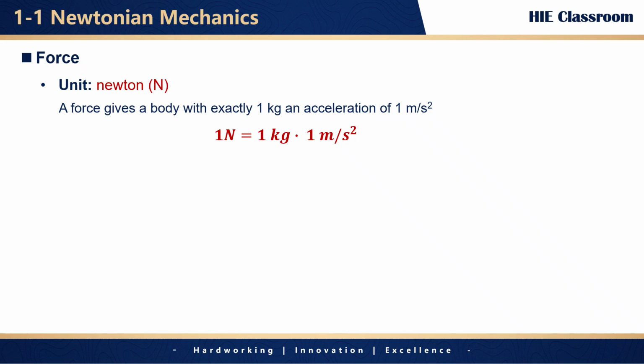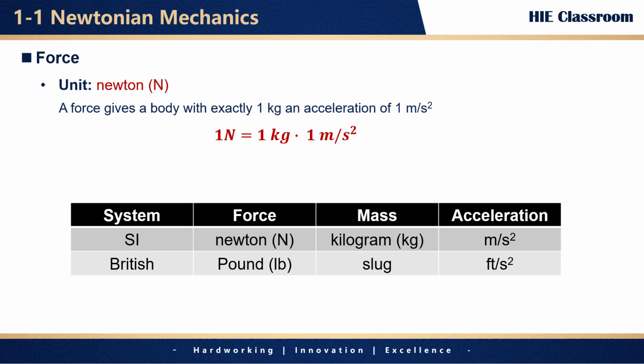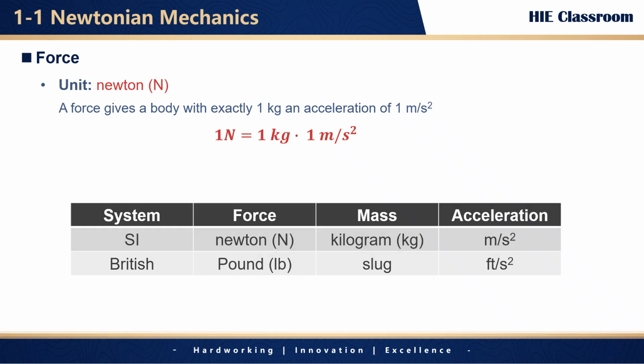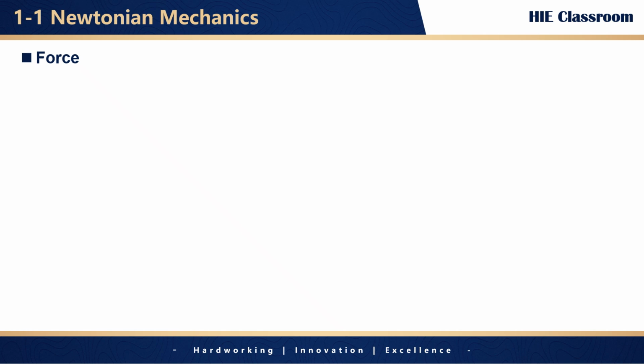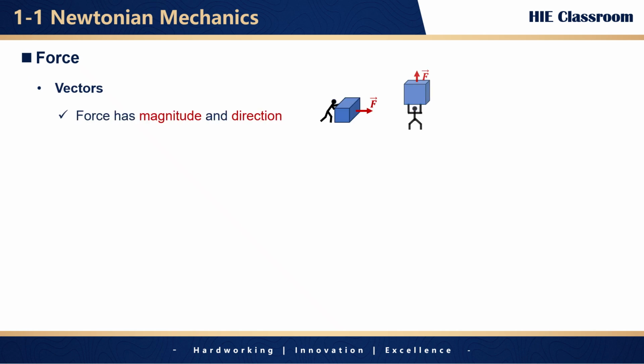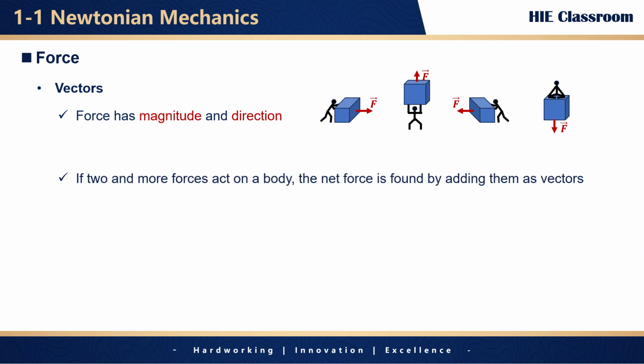Now, if you are working in the British system, the unit of force is different. Instead of newtons, people typically use pounds. Second, force is a vector quantity. That means it has both magnitude and direction. So when two or more forces act on the same object, we cannot just add the numbers. We have to add them as vectors to find the net force. Let's look at how that works.